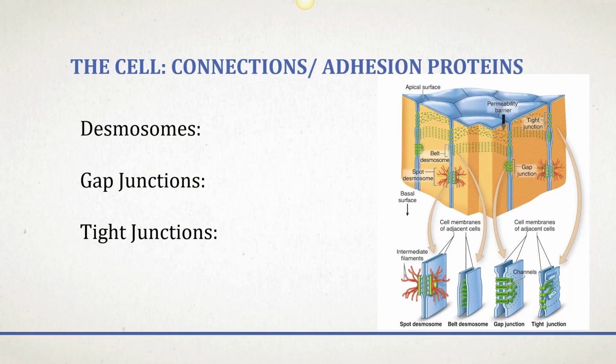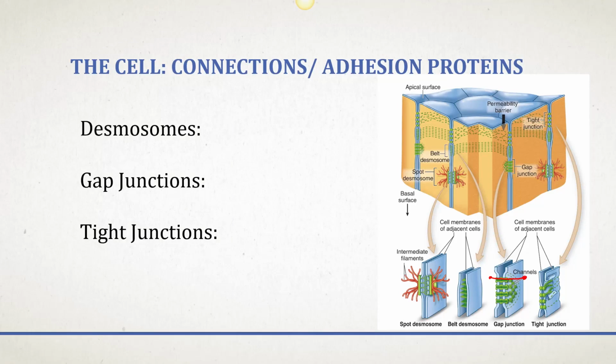The next one is gap junctions. So with gap junctions, you have a tunnel or a channel that physically connects the cytoplasms of adjacent cells. So with a gap junction, whatever's in one cell can float through into the other cell. Gap junctions are found in between the cells of the heart.